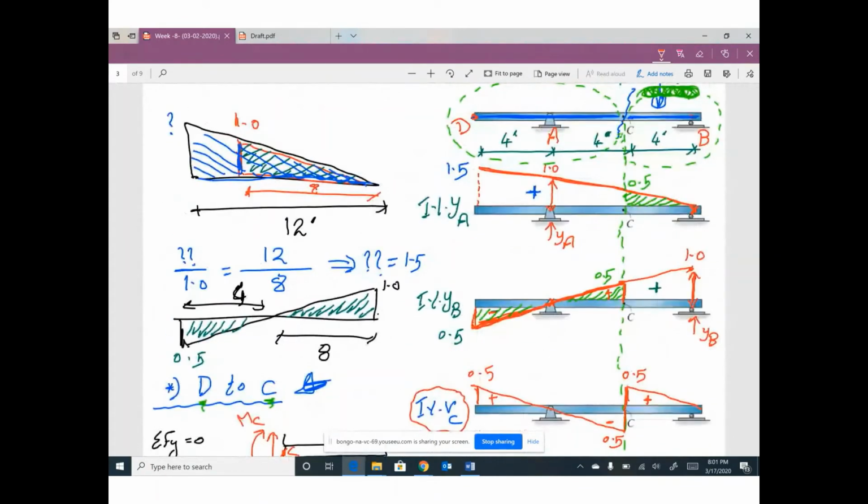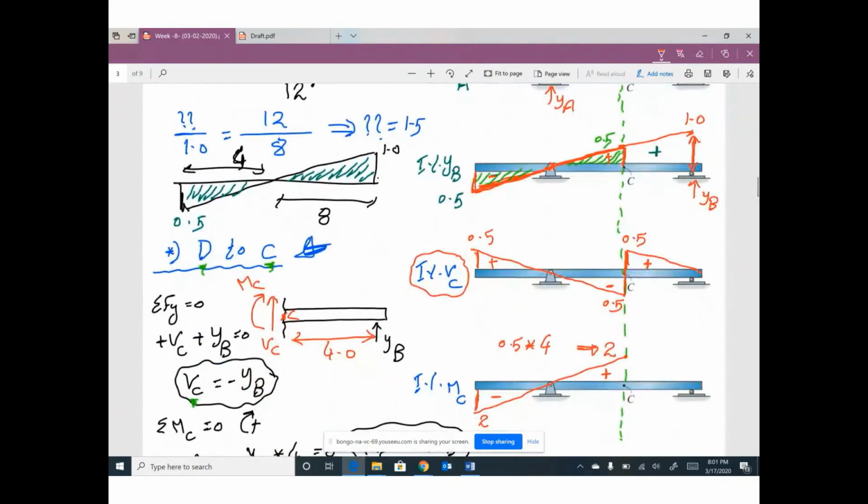From C to B, here is YA. Can you multiply this triangle by 4? You can get another triangle here. This value is 2, positive. This shape is the influence line for moment at C.